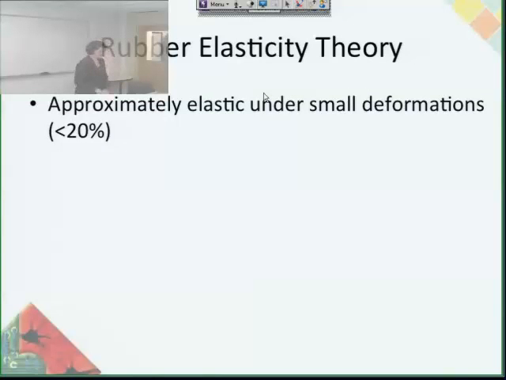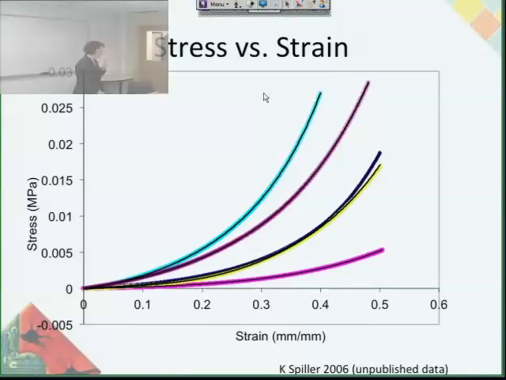The rubber elasticity theory assumes that the response of hydrogels to applied loads is approximately elastic under small deformations. Actually, this theory assumes that it's perfectly elastic under small deformations. So is that a legitimate assumption? This is data that I took a really long time ago of PBA hydrogels during my doctoral research. This is the stress-strain curve from 0 to 50%, and it is not linear, which means it's not elastic.